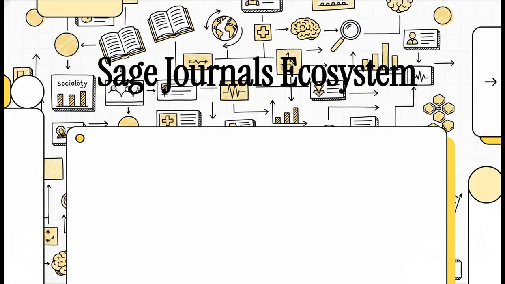Welcome to This Explainer. Did you know that well over 2 million peer-reviewed academic articles are published globally every single year? It is literally a mountain of data. Today, we're diving into the architecture of one of the massive engines behind all that output, the Sage Journal's ecosystem.